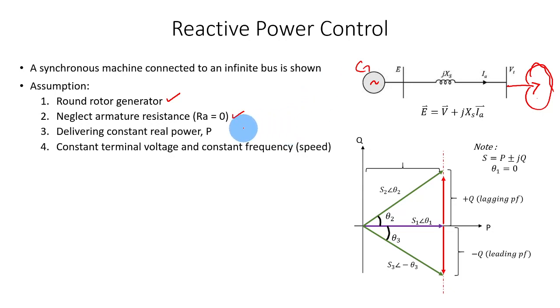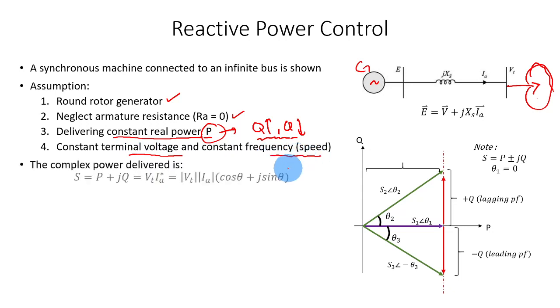Very importantly, we assume that the generator is delivering a constant real power. Basically at a certain time, the P is fixed. When we say P is fixed, we are going to see how the generator will be controlled when Q increases or Q decreases. So we fix the real power, but we're going to see how the Q will vary. Finally, we assume that the terminal voltage is desired to be constant, and the frequency is desired to be constant.